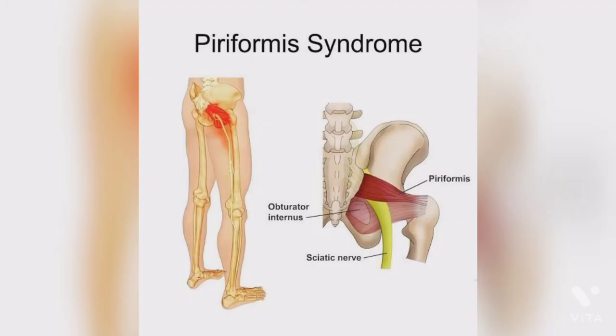Another clinical condition is the piriformis syndrome. It is characterized by pain in the buttock due to the compression of sciatic nerve by the piriformis. It commonly occurs in sports that require excessive use of gluteal region or gluteal muscles like ice skaters and cyclists.